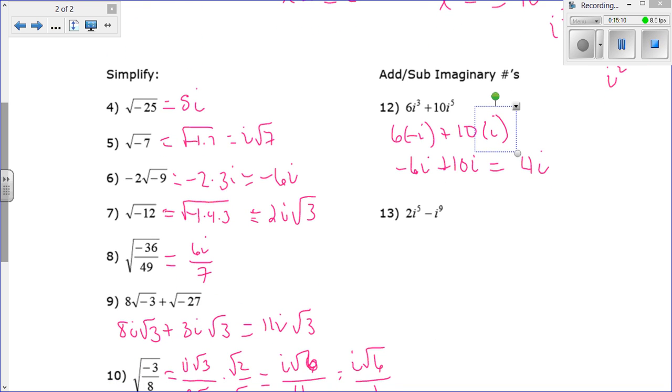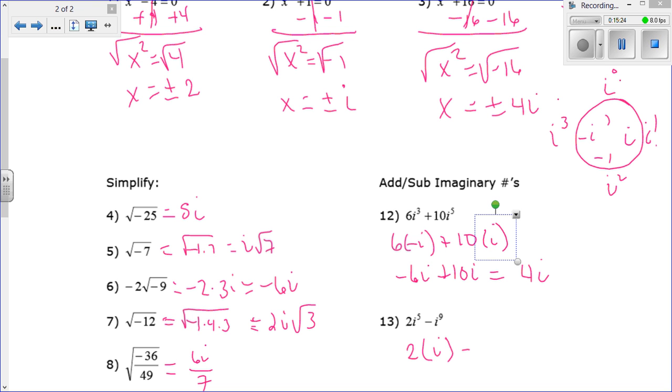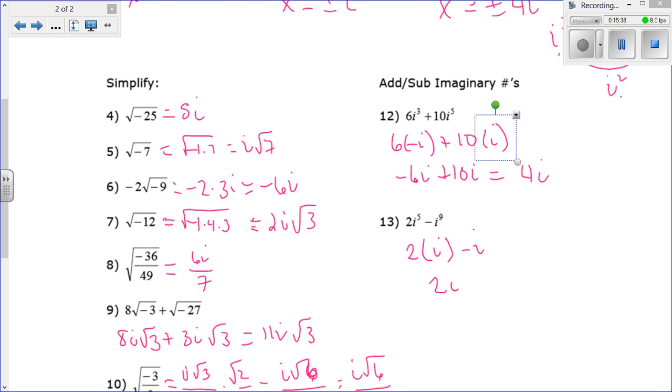And for number 13, I will have 2 times i to the 5th simplified, we just did in the last problem, is i, minus i to the 9th. Either have to look back on the other page, or we have 3, 4, 5, 6, 7, 8, 9 brings me to i. So this is 2i minus i, which is going to leave me with just i.